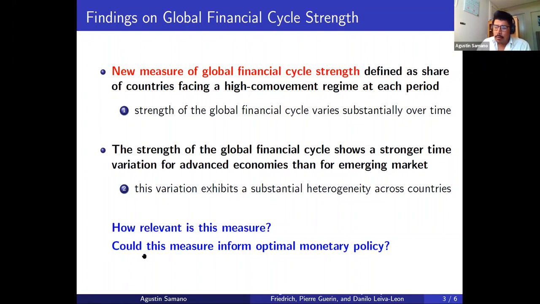Another question that I have is, how can we use this new measure? And actually this could answer the first question. How can we use this new measure to inform what the optimal monetary policy is? What I'm trying to say with this is that if we know that we are in times when the strength of the global financial cycle is high, then the monetary policy should be different from the one in times when the strength of the global financial cycle is low. But my question is, can we know exactly which of these states we are in? This is a question that I have for you, Kristin.